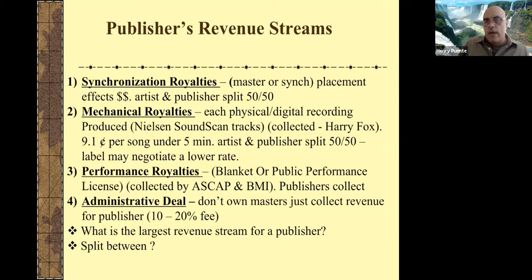Mechanical royalties. Anytime a label makes a physical copy or even a digital copy of your music, the publisher is going to get paid. As you can see here, for every song under 5 minutes, the publisher gets paid 9.1 cents. If it's over 5 minutes, it's 1.75 cents per minute. Multiply 1.75 cents times 5 minutes to get a sense of how much that is. I think it's almost 10 cents, not 10 cents completely. But anyways, the artist and the publisher also split these mechanical license royalties 50-50.